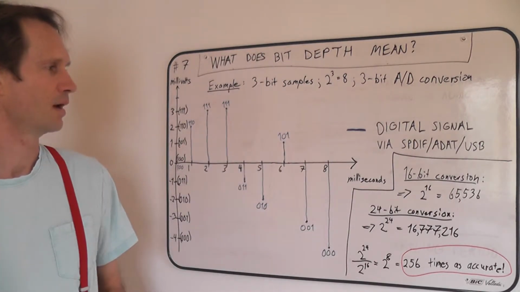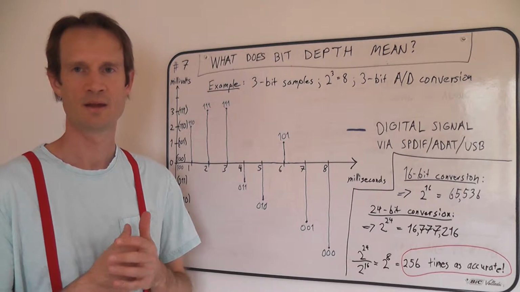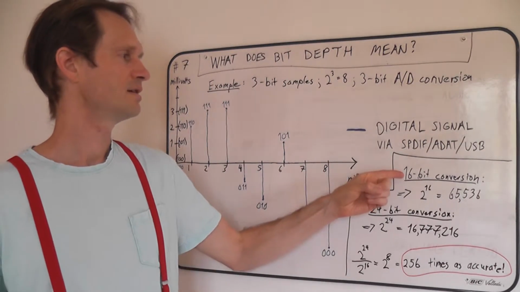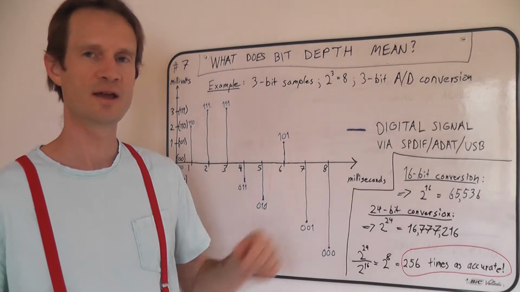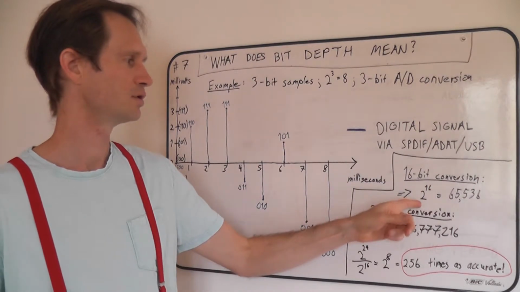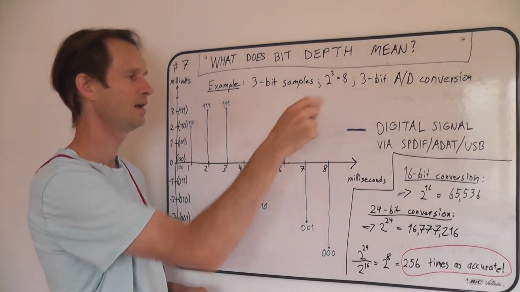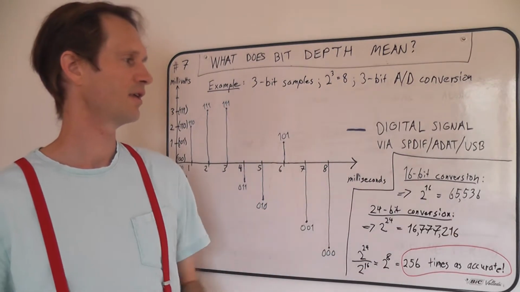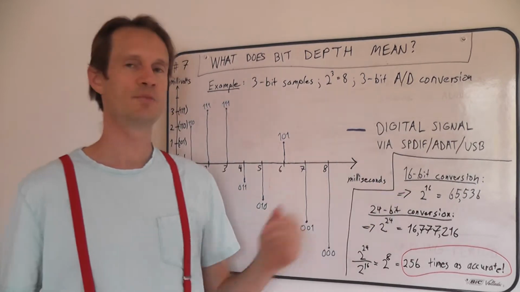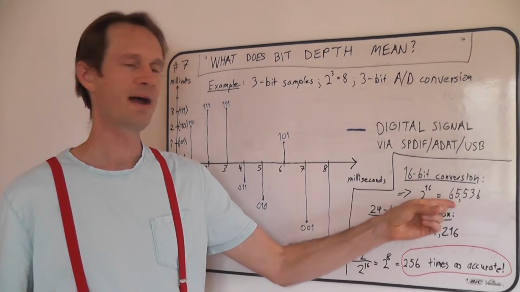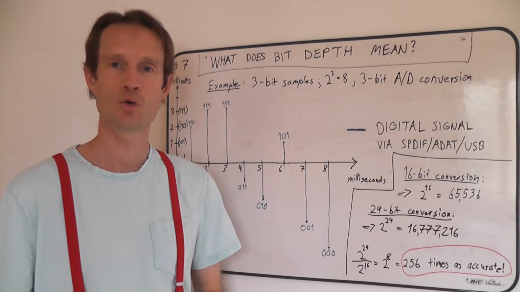So now let's talk about more real-life examples, which would be basically too difficult to draw. 16-bit conversion. Well, if we want to calculate how many different amplitude levels we get out of 16-bit conversion, we calculate 2 to the 16th power, just like we calculated 2 to the 3rd power here to get 8. And we get 65,536. So if you're working with 16-bit audio, this is the maximum number of amplitudes, or different steps in terms of the signal level, that can be encoded.